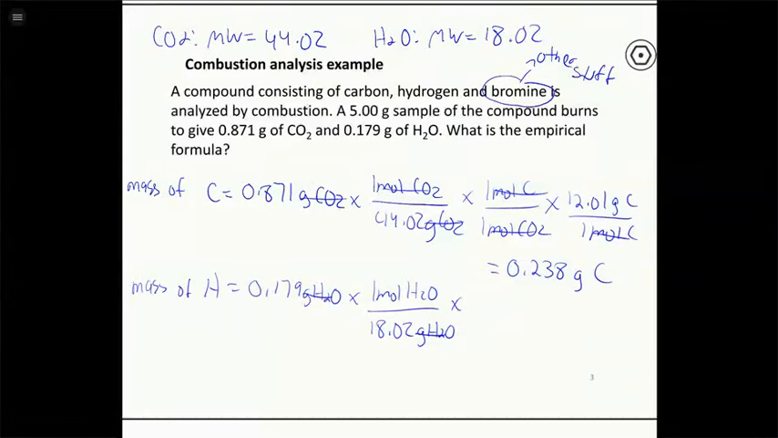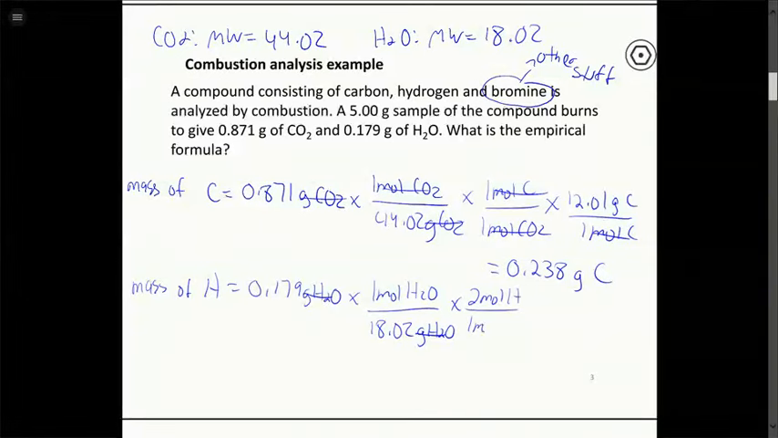Now here's the key step we have to remember: in H2O, if we're looking for the amount of hydrogen that's in there, there are 2 moles of hydrogen per mole of water. That's what that subscript 2 next to the hydrogen tells us. So if we want the amount of hydrogen, we have to keep in mind that there are 2 of those. So there's 2 moles of hydrogen per mole of water. Then we convert that into grams of hydrogen using its atomic mass, which is pretty close to 1. And we get 0.0200 grams of hydrogen.